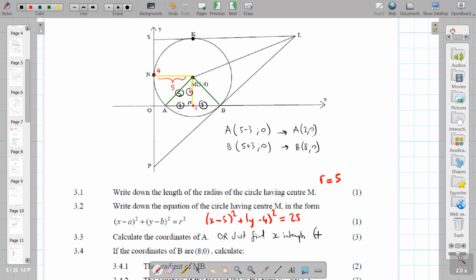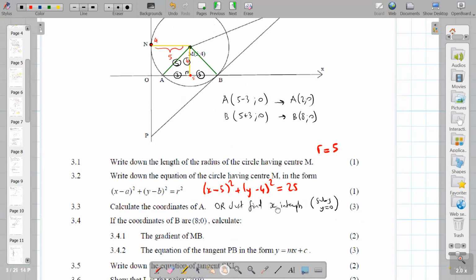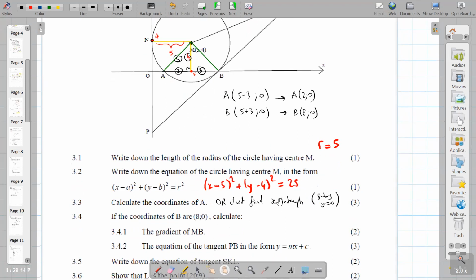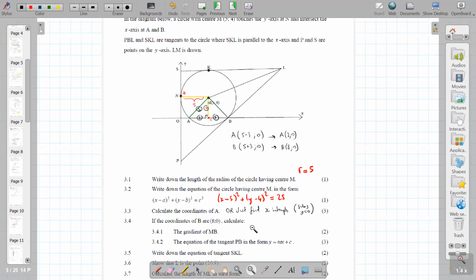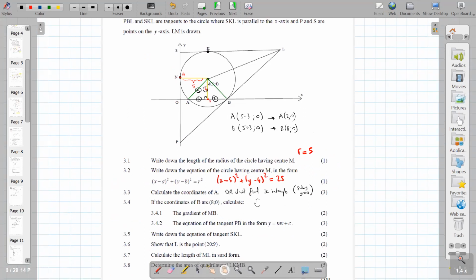And how do you find the x-intercept? Substitute y with 0. I have the circle equation, doesn't matter. Okay. Now, the coordinates of B are given. Oh yeah, we already got it: it is 8 and 0. So the gradient of AB and the tangent line are kind of easy. I'll skip them now.